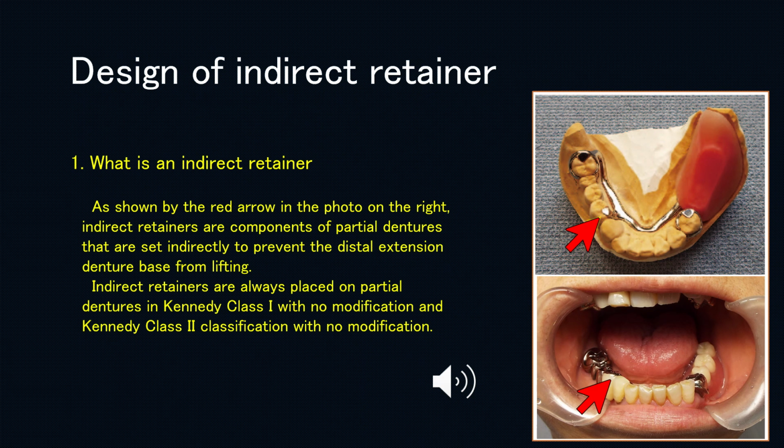Indirect retainers are always placed on partial dentures in Kennedy Class 1 with no modification, and Kennedy Class 2 classification with no modification.